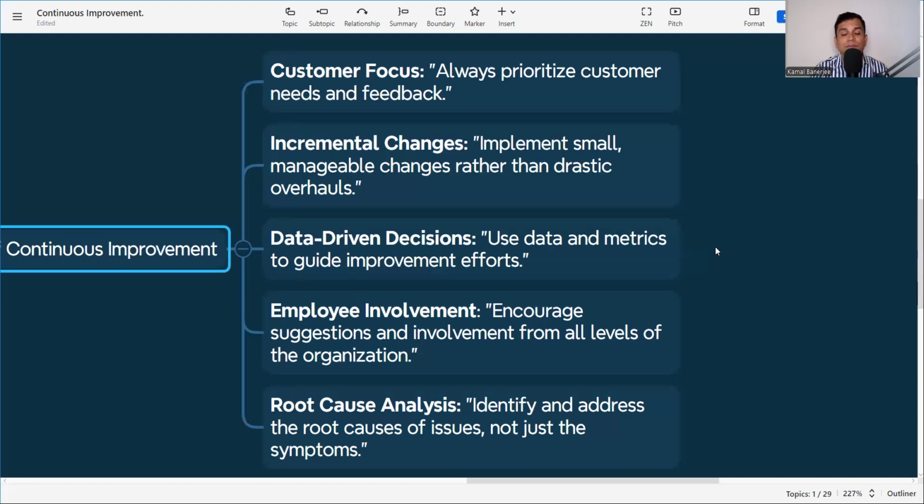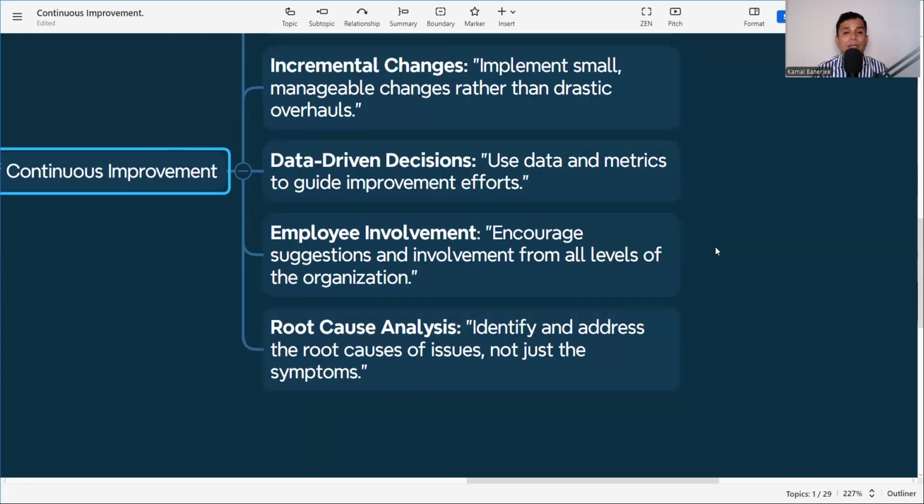Then comes employee involvement. For any product or service, the human resource, the employee, is the main part. Without them, it is impossible to do the work, so their involvement is very important. The key team in continuous improvement is the total workforce, whoever is involved in the process from the top management to the bottom. So encourage suggestions and involvement from all levels of the organization. That is very important.